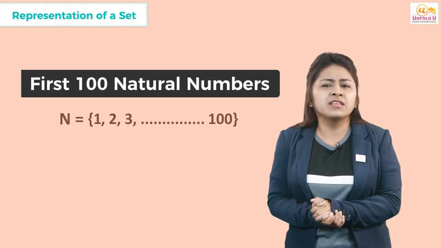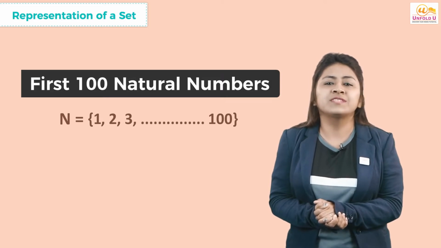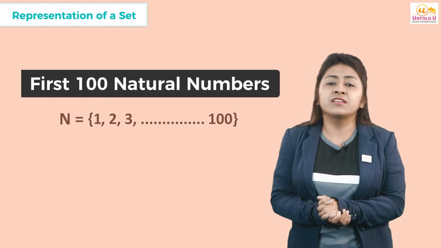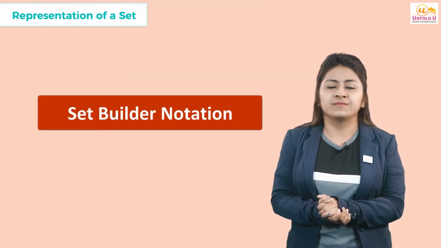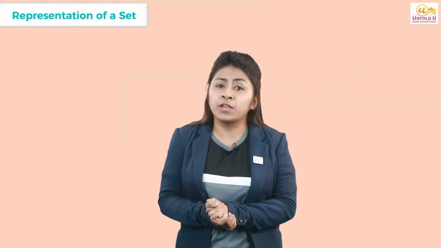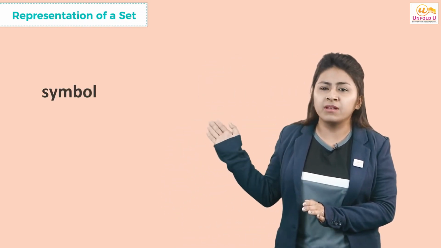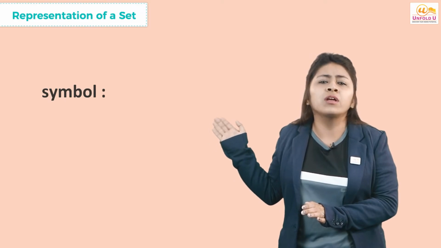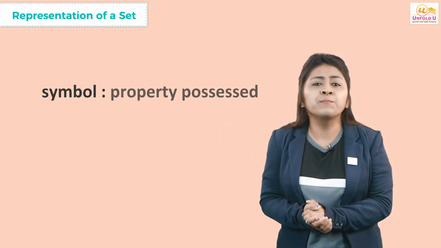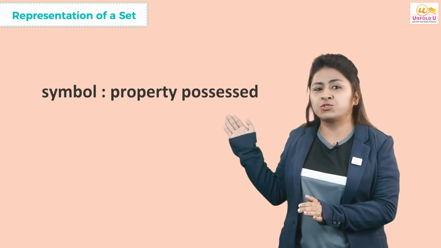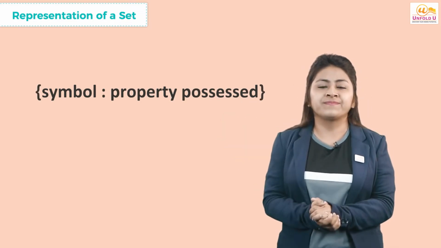In cases like these, we may use another method of set representation which is more organized. This method is called set builder notation. In this method of representation, we describe the elements of the set by using a symbol followed by a colon or a vertical slash and then the property possessed by the elements of the set and enclose the whole description within the brackets.